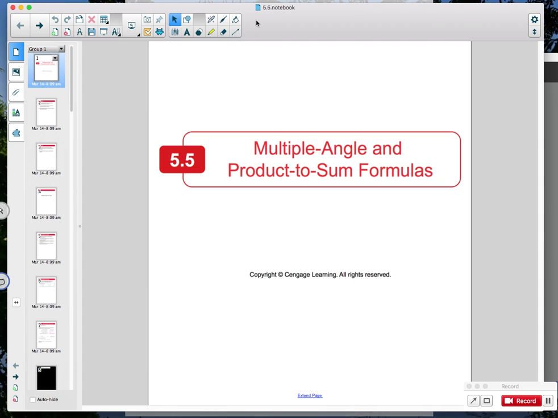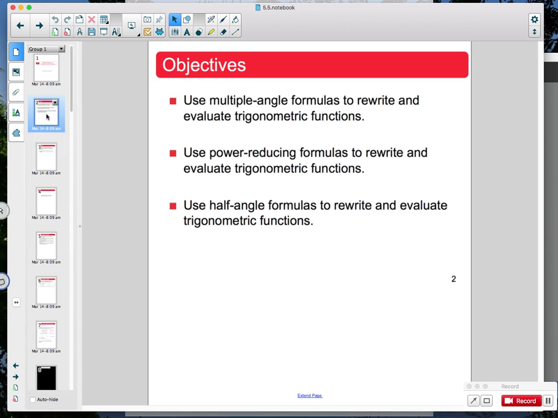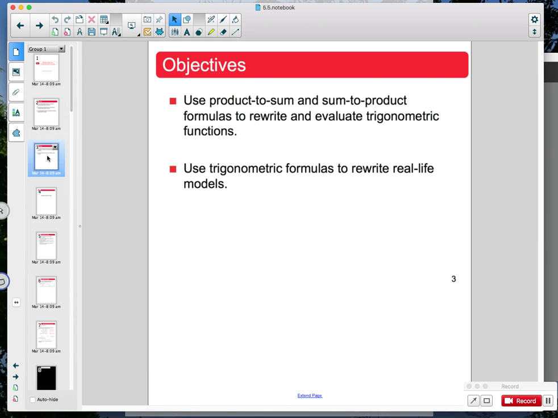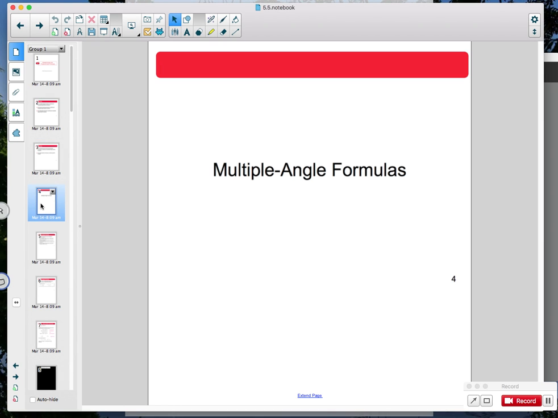We will do it. I'm starting 5.5, which is finishing chapter 5, the multiple angle and product to sum formulas. It's in 3 steps: the multiple angle formulas, the power reducing, and the half angle formulas. These formulas will be provided to you. They're always provided, no matter what the system: AP provides them, IB provides them, Pre-Calculus provides them. They are used extensively by everybody. Then the sum to product formulas and trigonometric formulas for applications will finish our chapter.